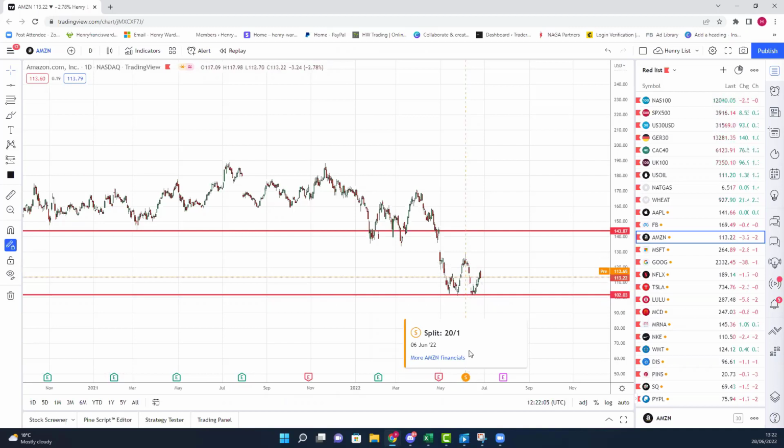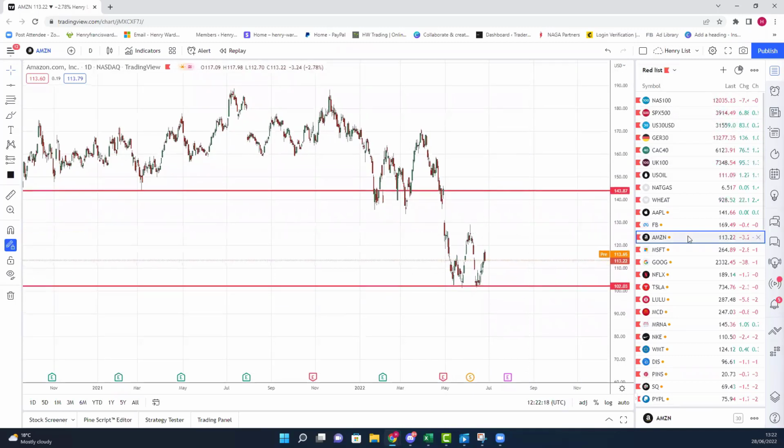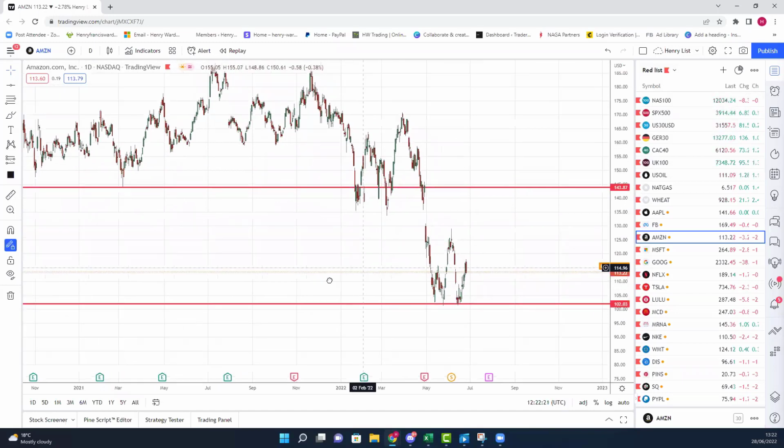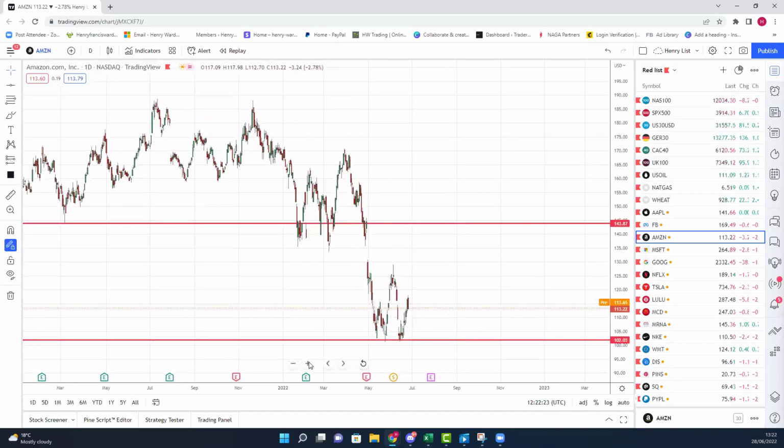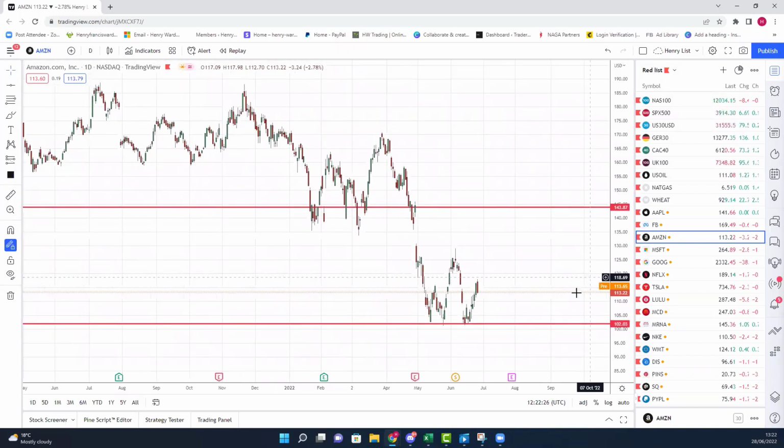So after the split happens, it had a huge drop off. And then we had a buy up again at that particular point. Did anyone buy any Amazon at the split? Did anyone buy Amazon with the splitting of the shares? Does everyone know what the splitting of the shares is? Is there anyone here that doesn't know what it is?